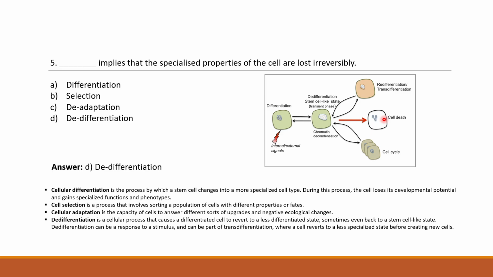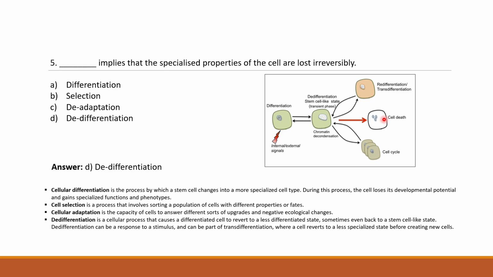Okay. Then comes cell selection. It is a process that involves sorting a population of cells with different properties or fates. A cell fate is determined by cell selection. Then cellular adaptation. Here the term given is de-adaptation.